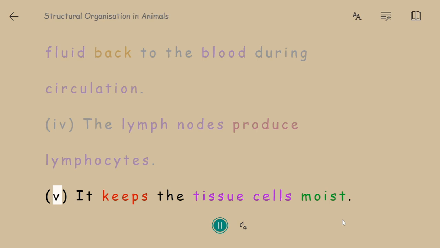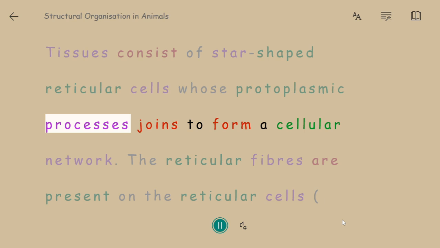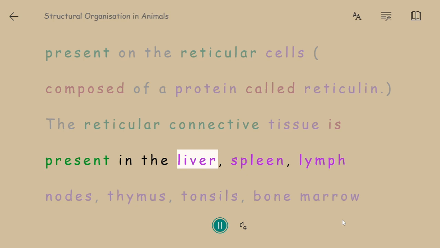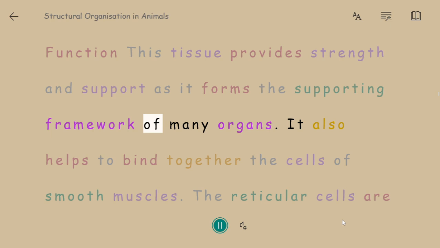4. Reticular connective tissues. The tissue consists of star-shaped reticular cells whose protoplasmic processes join to form a cellular network. The reticular fibers are present on the reticular cells, composed of a protein called reticulin. The reticular connective tissue is present in the liver, spleen, lymph nodes, thymus, tonsils, bone marrow, and lamina propria of the gut wall. Function: this tissue provides strength and support as it forms the supporting framework of many organs. It also helps to bind together the cells of smooth muscles. The reticular cells are phagocytic and form the defense mechanism of the body.